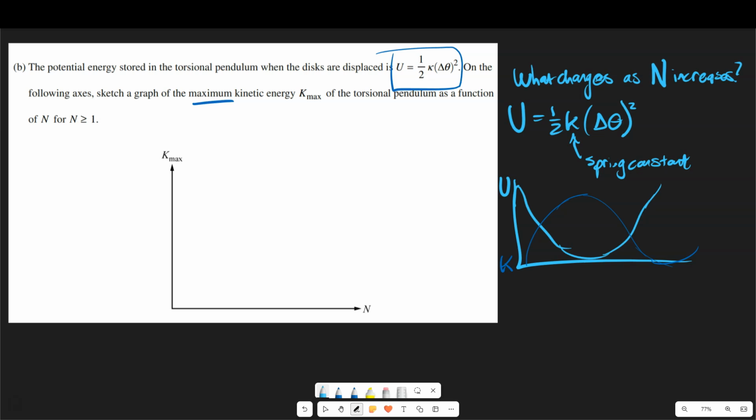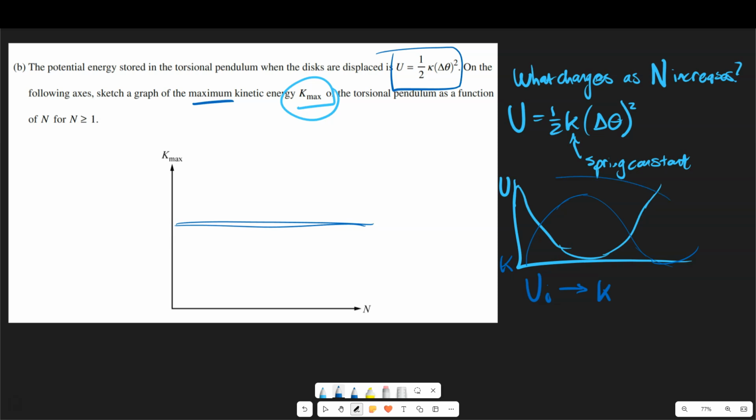That's not what's happening here, because they're talking about just the maximum kinetic energy of the system, and there's no difference. If we add more of these disks to it, it doesn't seem to impact the initial potential energy. And if that's the case, it's not going to have any impact on the kinetic energy max here. In other words, that initial potential energy gets turned into kinetic energy, but if there's no mass involved, then there's really no difference. And so what do we have here? We just have basically a straight flat line like this.